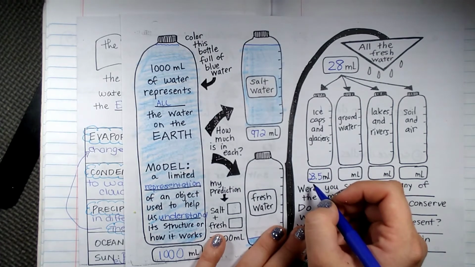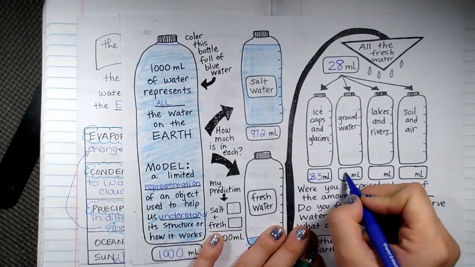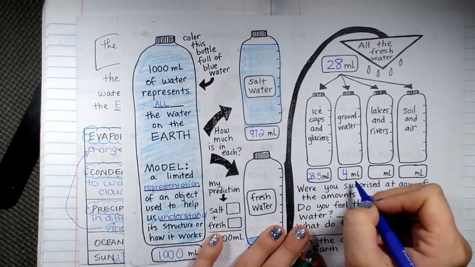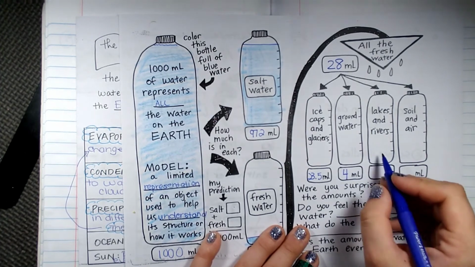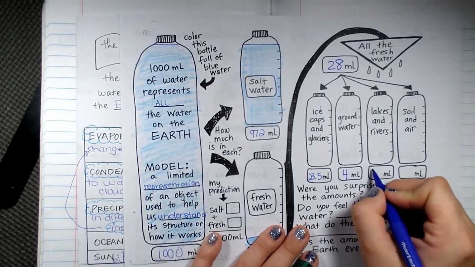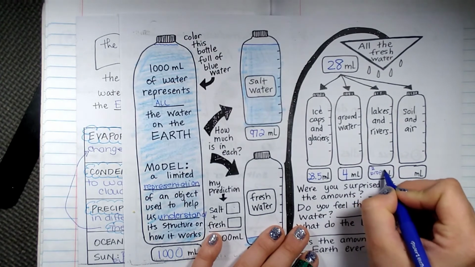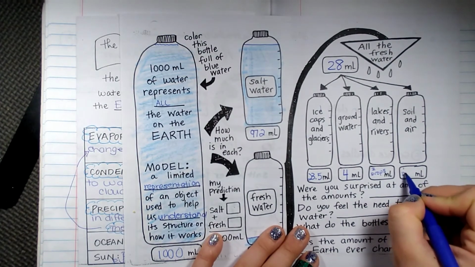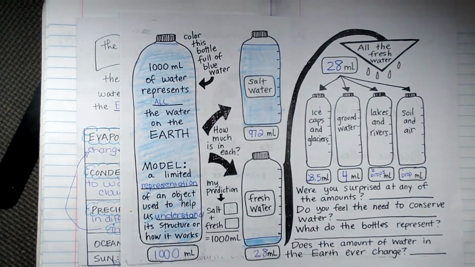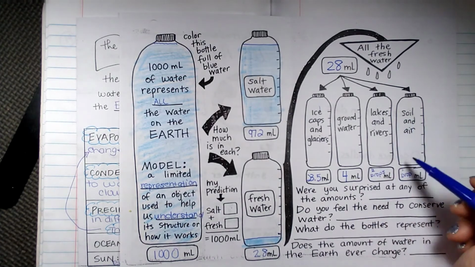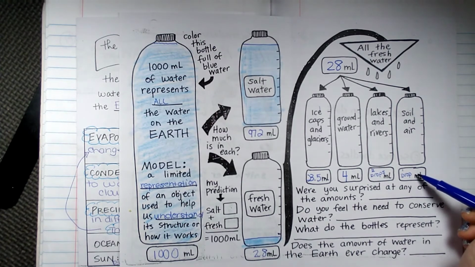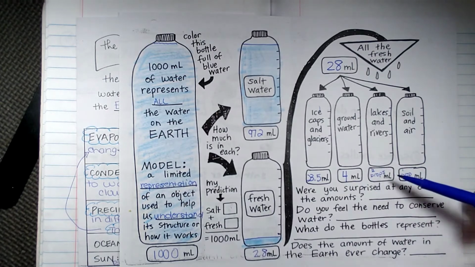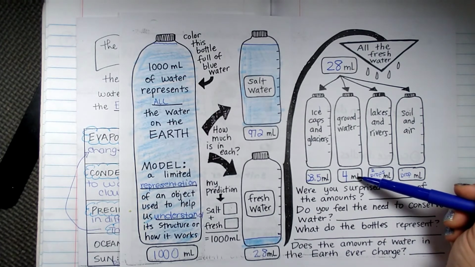Okay, so all of the 28 milliliters is divided into, we have 23.5 milliliters, would be our glaciers. The 4 milliliters would be our groundwater. This is going to be 2 drops. And this one would be 1 drop, so it's not even enough to be a milliliter. These 2 drops. So the majority of it is in ice caps and glaciers. The groundwater, the lakes and rivers, the soil, and the air is what we would use for survival. Out of the 1,000 milliliters, we have a little over 4 milliliters that is usable.